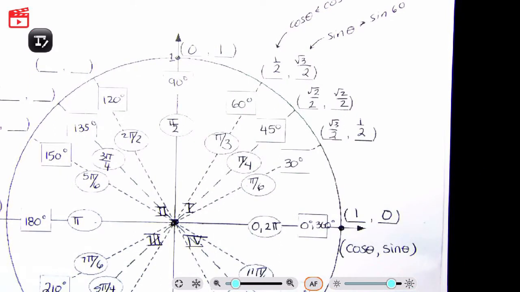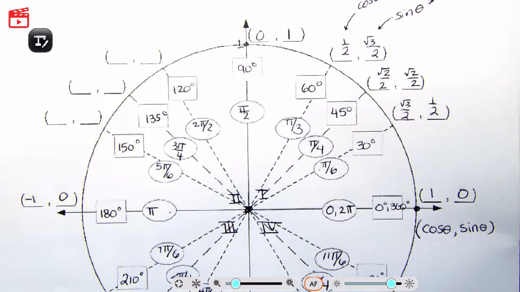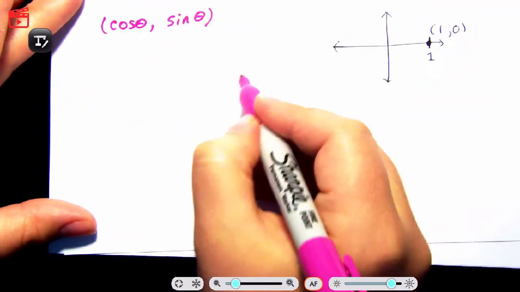Now, why does it matter that we know just quadrant 1? Let's talk about our quadrants here. In quadrant 1, let's actually draw this out. We're pretty much done with the unit circle, I promise you guys. Let's talk about our quadrants.